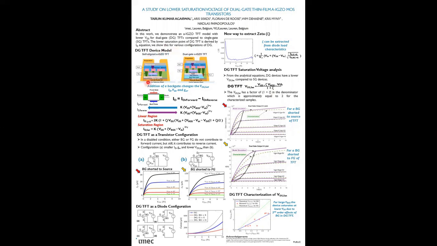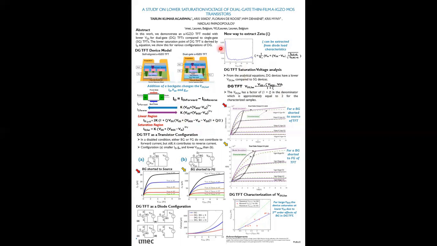We have two different types of devices. One device is a single gate device and another device is a dual gate device. The drain current of the transistor is the sum of the forward and the reverse current. Here, for the dual gate devices, the addition of the back gate is assumed in the equation. Furthermore, this drain current equation is simplified to the linear region equation. From there, we have calculated the saturation point voltage and further evaluated the saturation region equation for the dual gate devices.